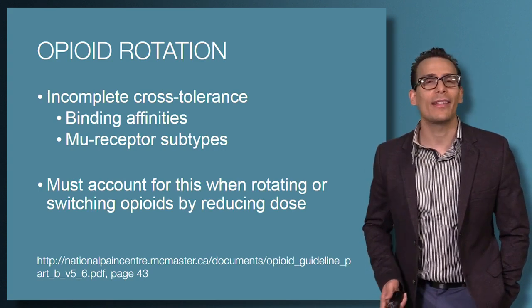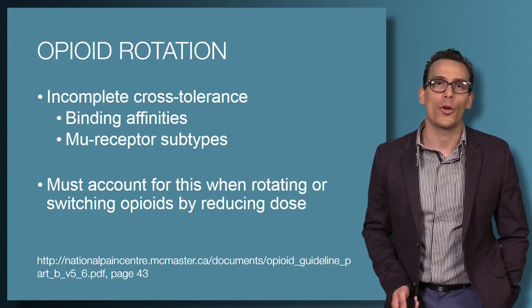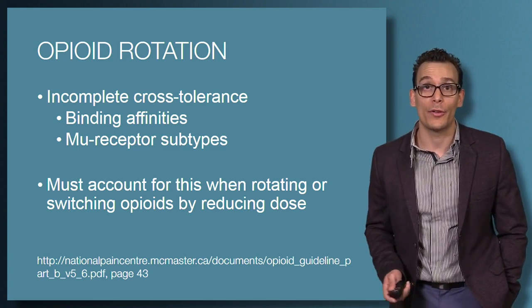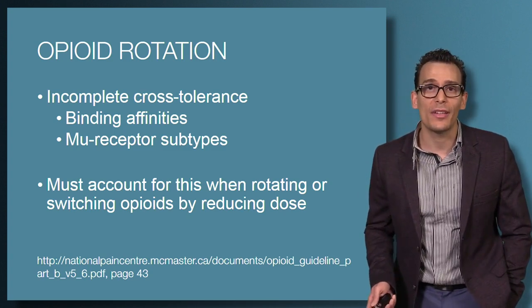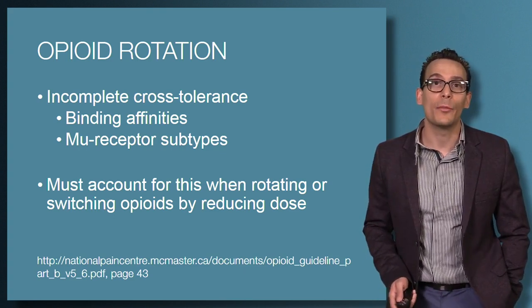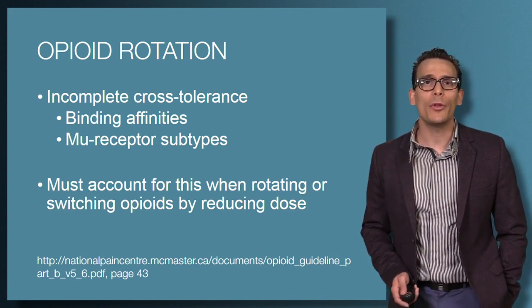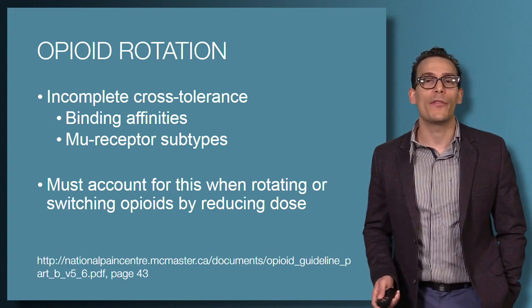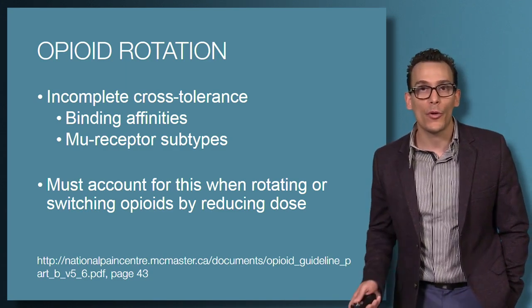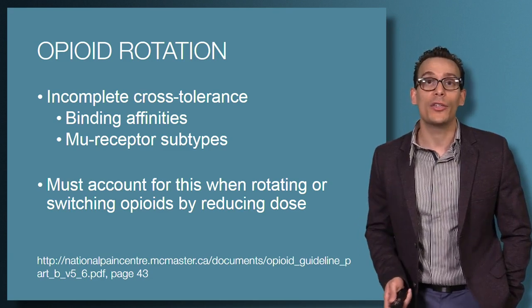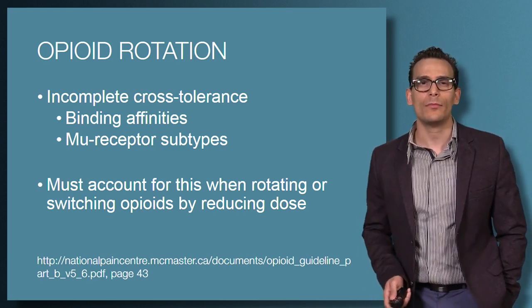Opioid rotation literally just means rotating from one opioid to another, or switching from one opioid to another. The reason this is effective in treating tolerance is because of the phenomenon known as incomplete cross-tolerance. Incomplete cross-tolerance means that just because one develops tolerance to one opioid, when you switch from that opioid to another opioid, one does not have complete tolerance to that second opioid.